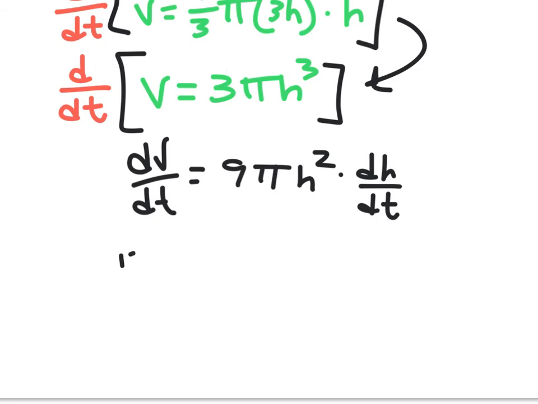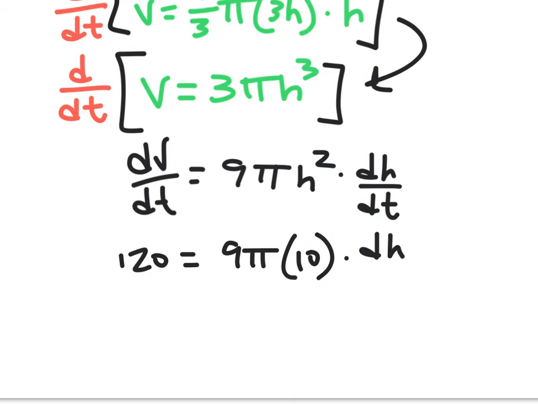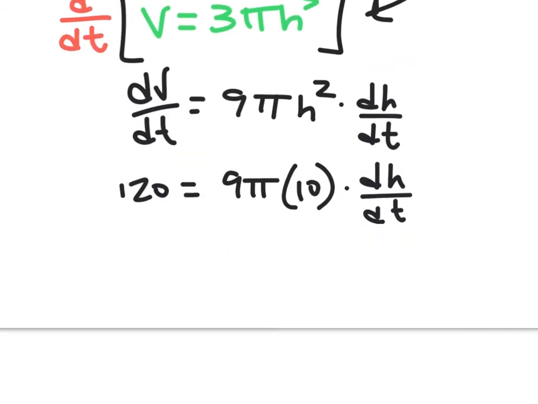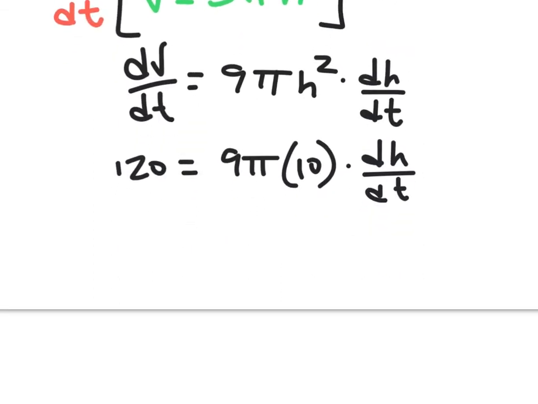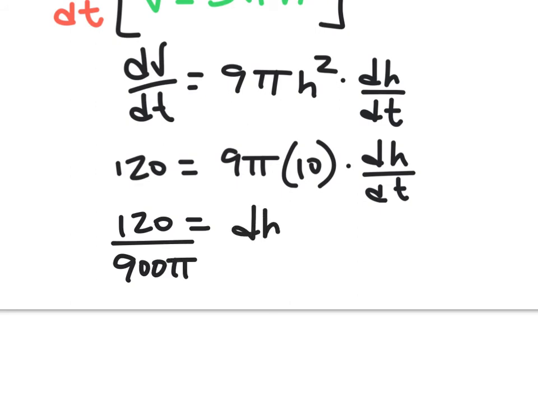And now we're going to plug in what we know. We know that the change in volume with respect to time was 120. We know that the height at the time that we were looking for that change in height was 10. And now we can pretty easily solve for the change in height with respect to time. So I'm going to take 120 and divide it by 900 pi, and that will be dh/dt.